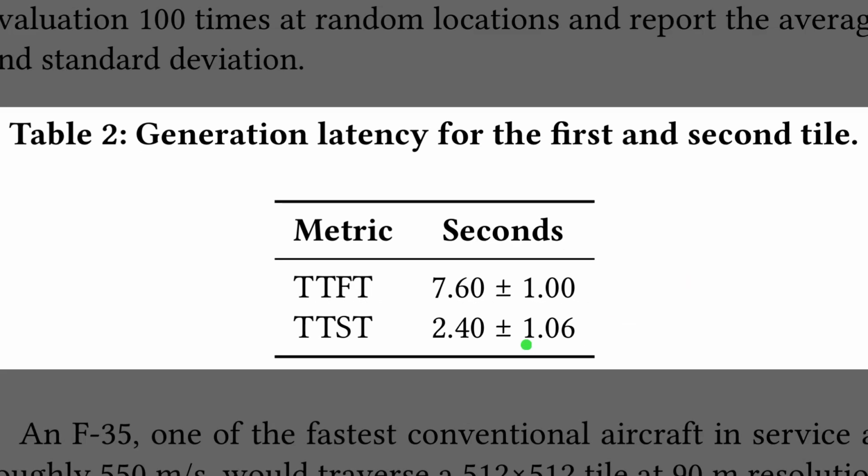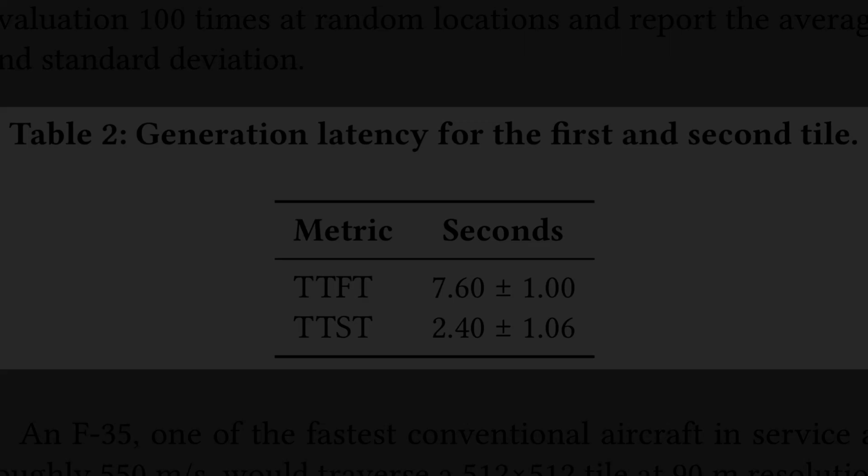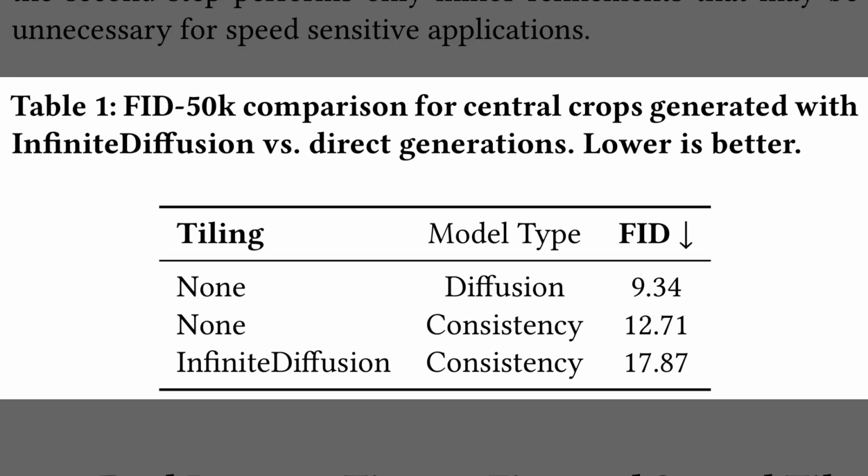Alright, Table 2 reports how quickly the system can stream terrain tiles in practice. The first row shows time to first tile, which averages about 7.6 seconds, with a 1-second variation, covering model startup and the initial 512 by 512 region. The second row lists time to second tile at roughly 2.4 seconds, so once the cache is warm, neighboring regions arrive much faster. These numbers indicate that interactive flight or open-world exploration can remain smooth while the terrain streams in behind the player.